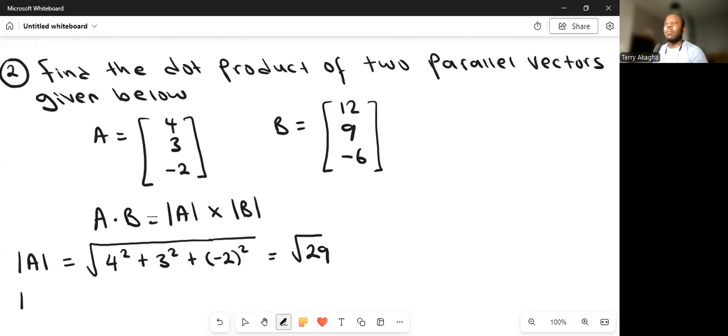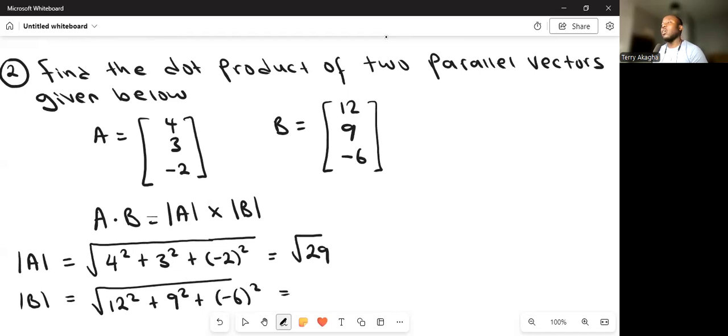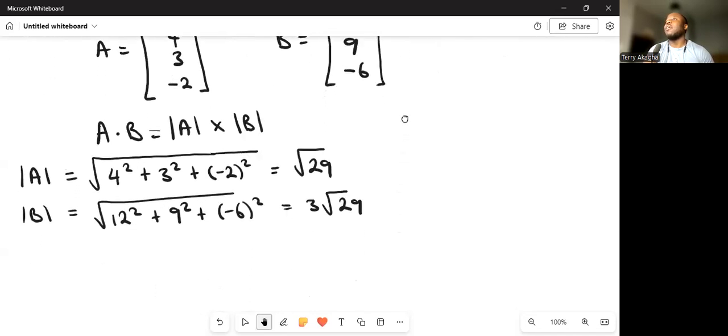Then we can also find the magnitude of B. Similarly, it's going to be the square root of 12 squared plus 9 squared plus minus 6 squared, and that is going to give us 3 root 29. So now we can find A dot B.